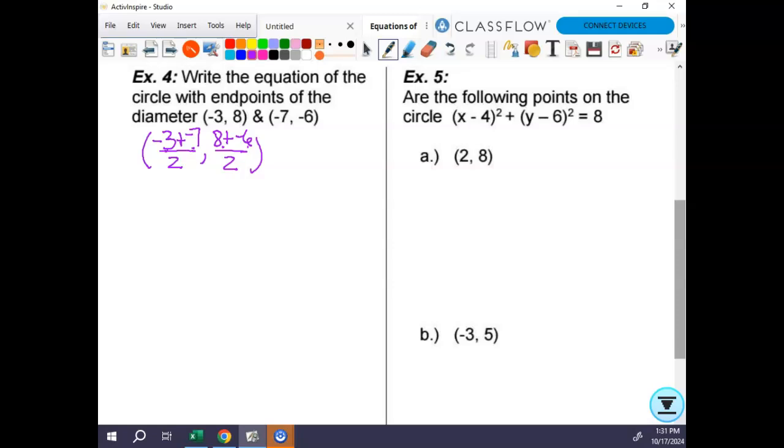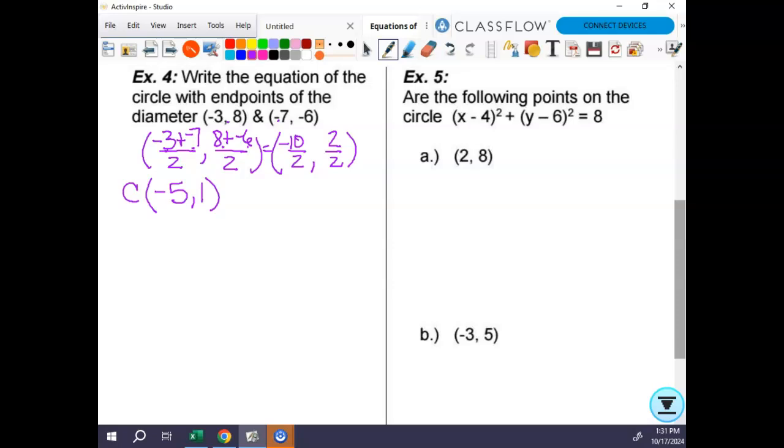So then this gives me -10 over 2 and 2 over 2, right? Which means the middle of the two endpoints of the diameter will be my center, and it's at -5, 1. That's the center of the circle. Everybody okay with that? So just think about a piece of string.